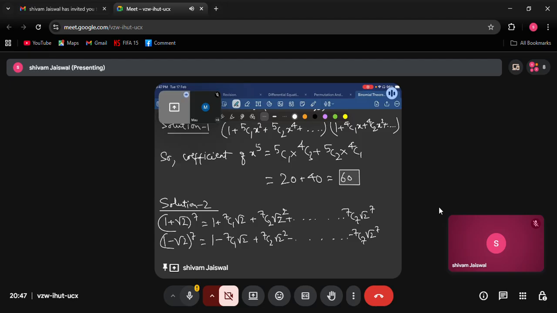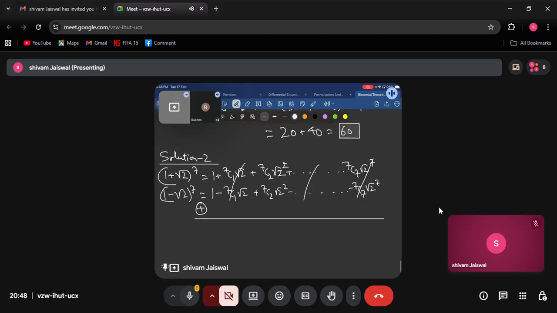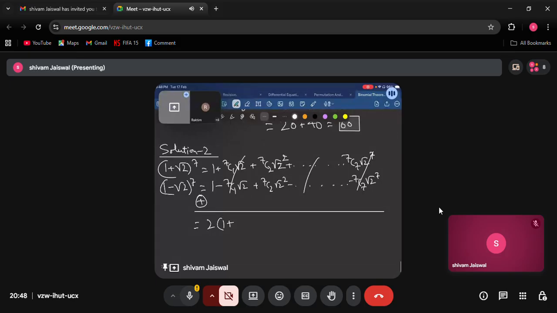Raktim, if you are having any doubt, you can ask me. No, sir. Then when you add, Raktim, what will happen? All the middle terms, all the odd power terms, are getting cancelled, right? Yes. So what are you getting? 2 into 1 plus 7c2 into root 2 square. 7c2 will give us how much? 7 into 6 is 42, divided by 2 into 1, is 21, into 2, 42.